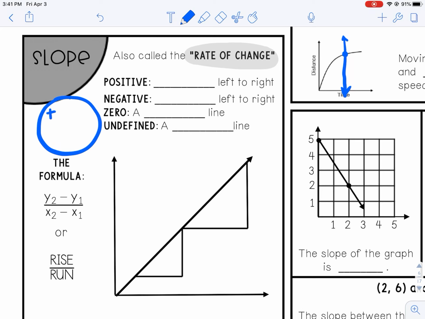It is a positive slope if it increases from the left to the right. So we started at the left and it increased. So positive increases from left to right. A negative slope is going to decrease from left to right. A horizontal line is going to have a zero slope.